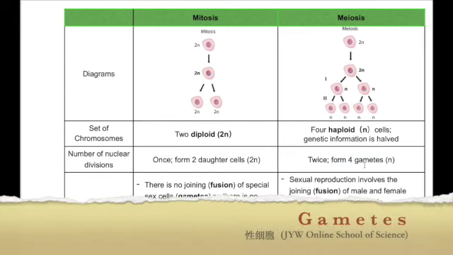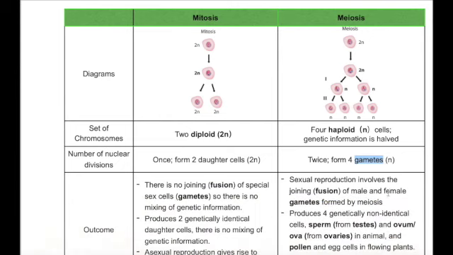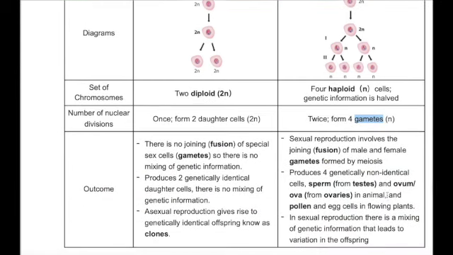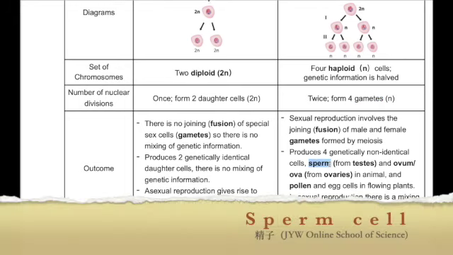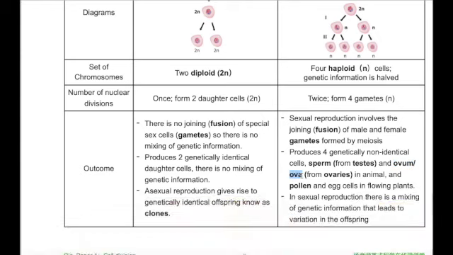In this case, we call them gametes. Gametes are sex cells. Gametes in male we call sperm cells, and in female we call ovum. When it is plural, we call ova, so that's more than one egg. So that's the term for male gametes and female gametes.